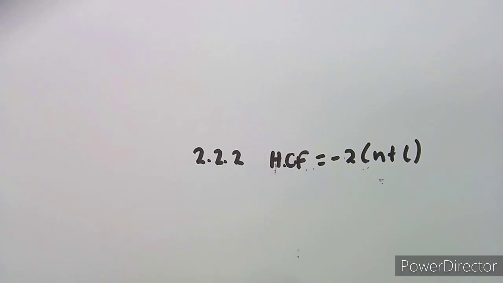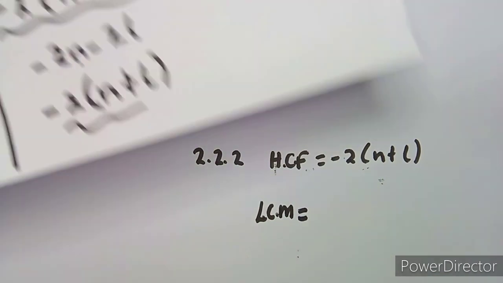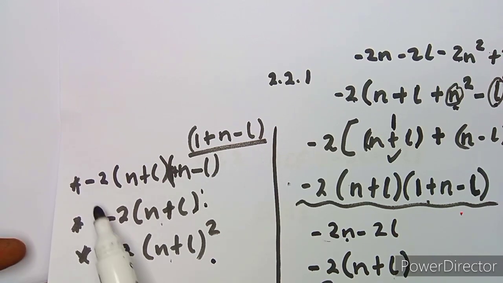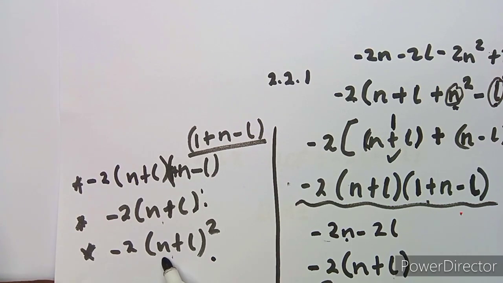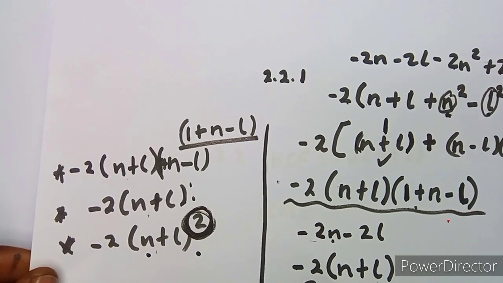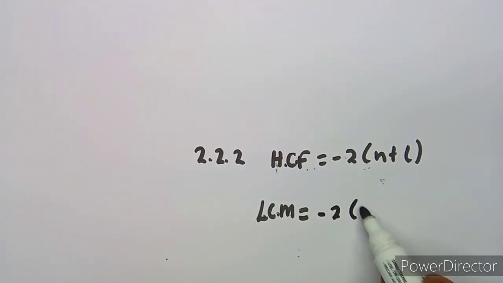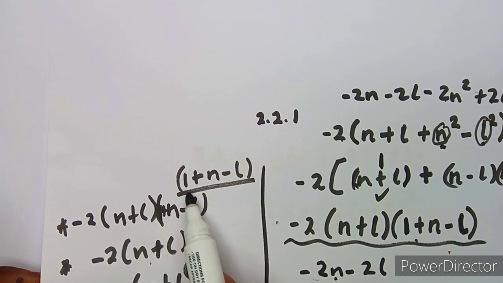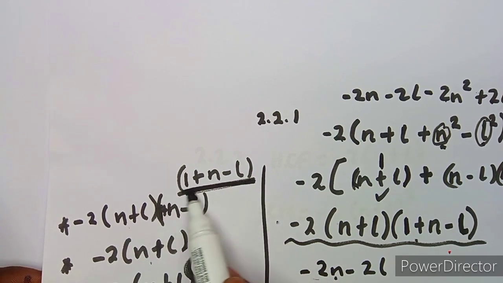All right, now we move on to the LCM, and remember that for the LCM, you take everything. Starting with minus 2, although it's common, there's nothing that we do because it's just appearing, the same thing. But this n plus l, you take the one with the highest exponent. So we are going to have minus 2 into n plus l to the exponent of 2. Then there is a bracket, this one of 1 plus n minus l.